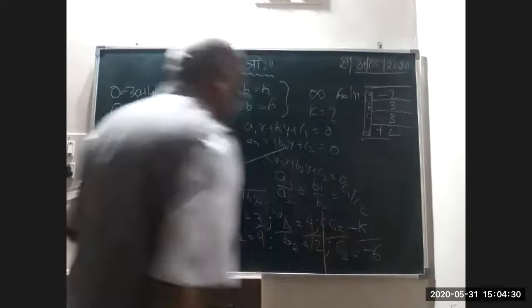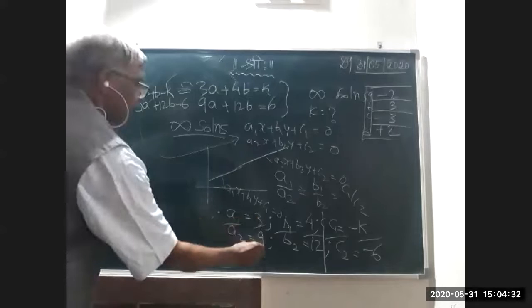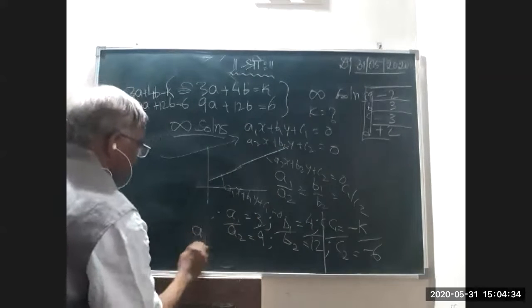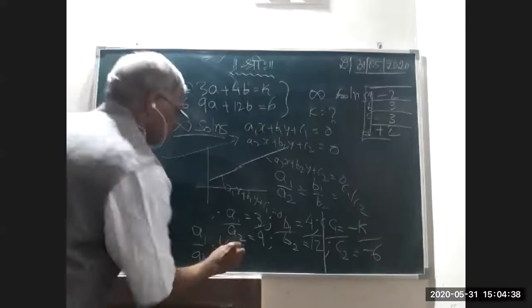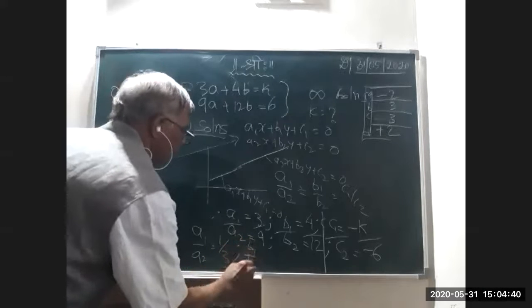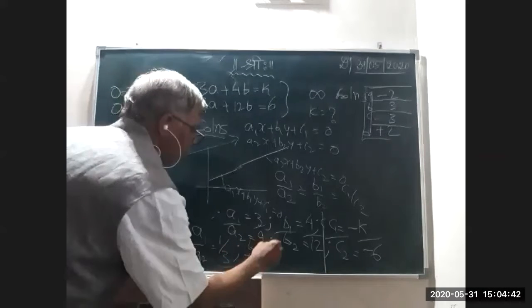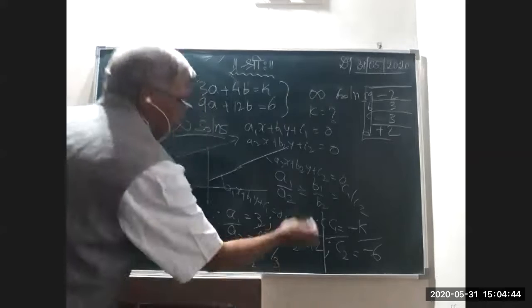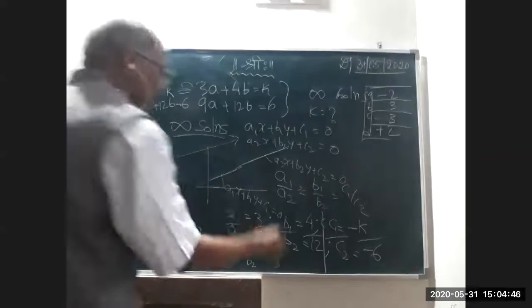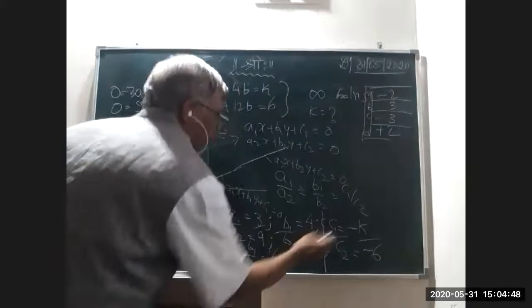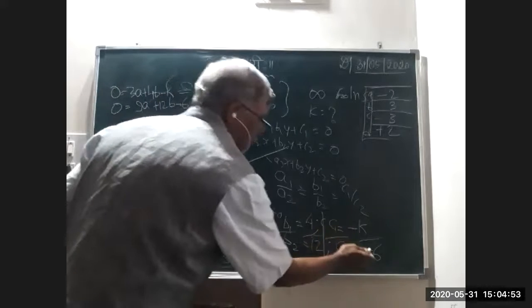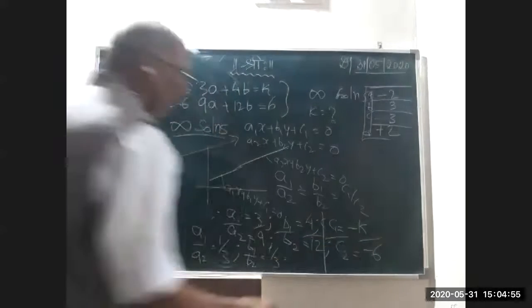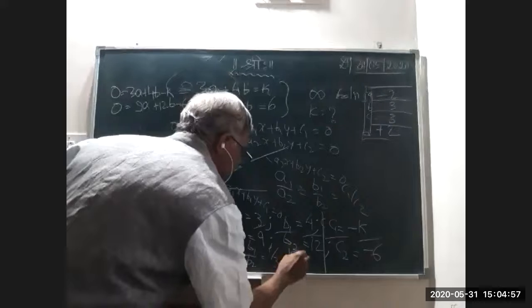Yes. So therefore, this A1 by A2 will become 1 by 3. Now, B1 by B2 will become 4 by 12, 1 by 3. 4 ones are, 4 threes are. Now, C1 by C2, we don't know. Minus K by minus 6, which is actually, I can cancel minus and minus. That will become plus K by 6.